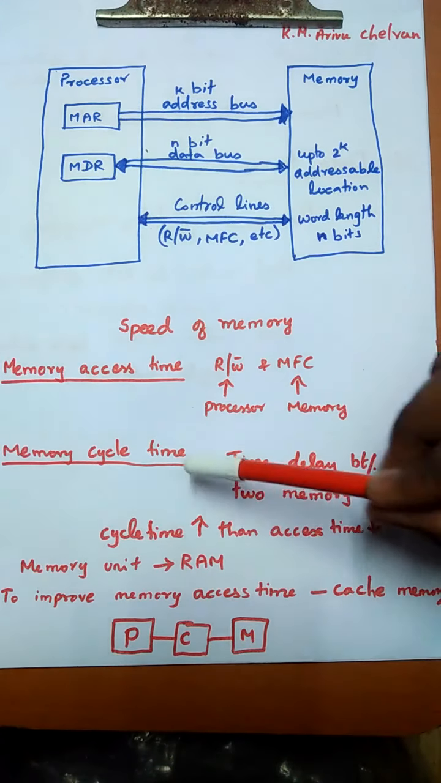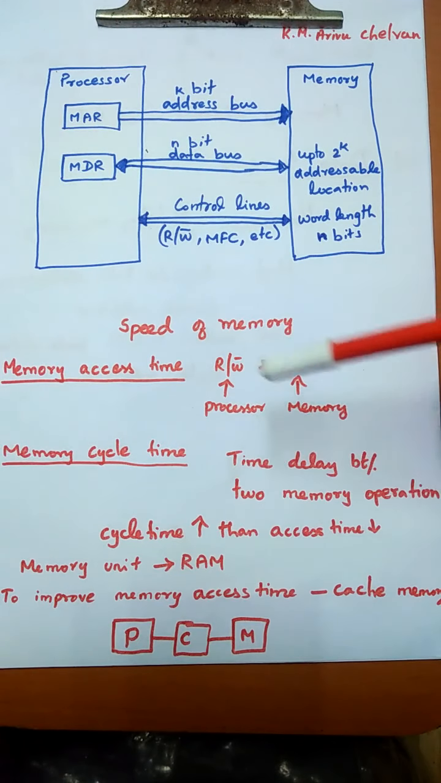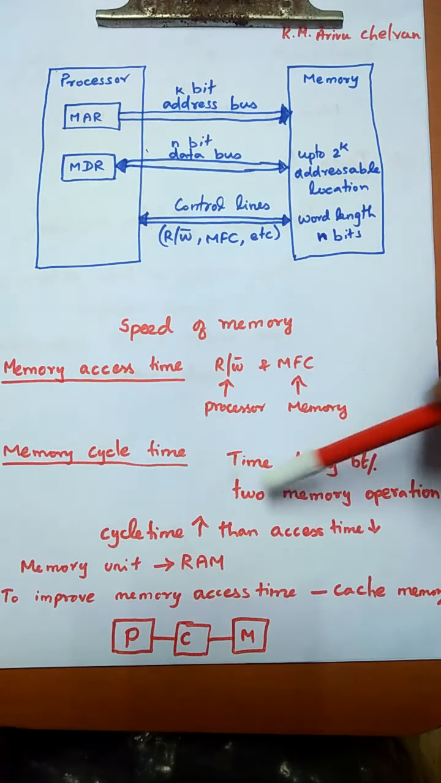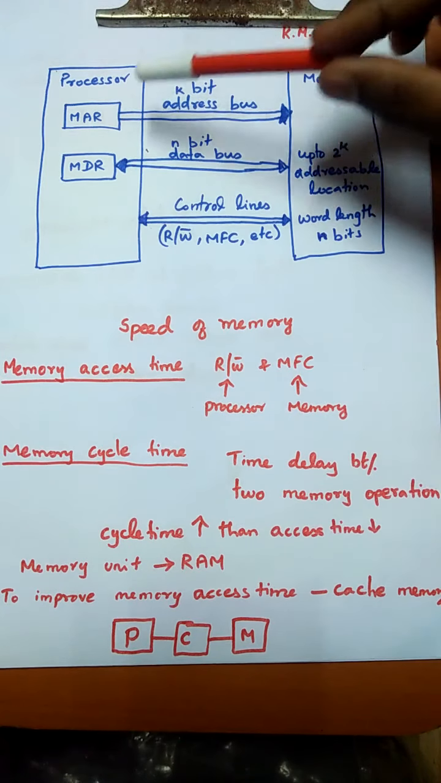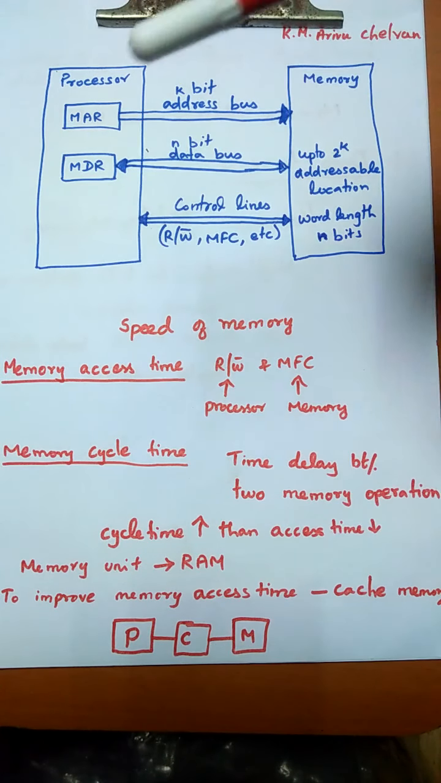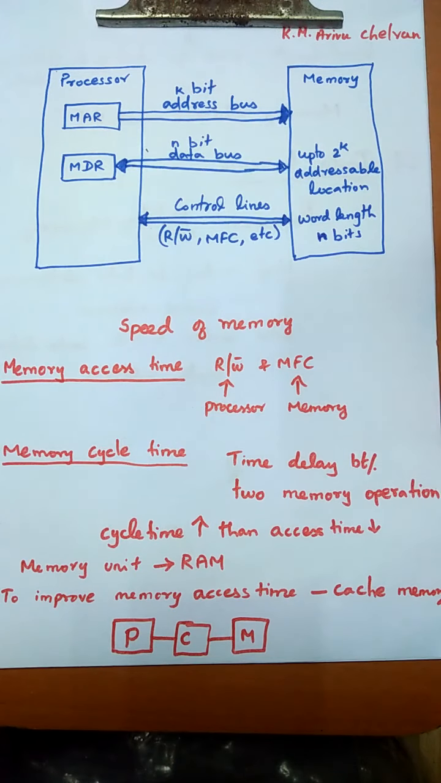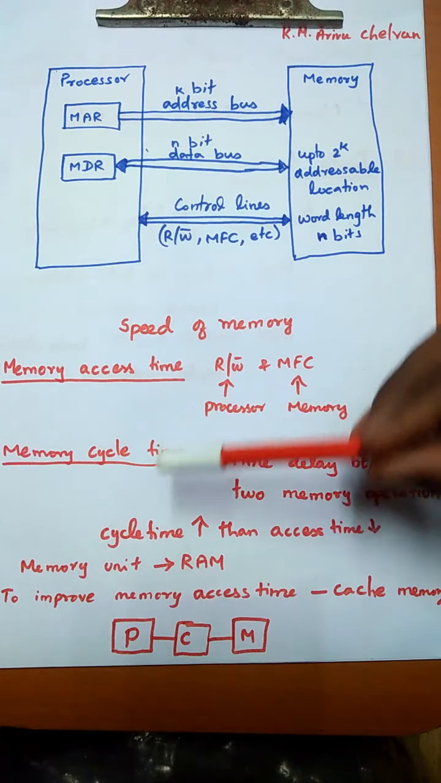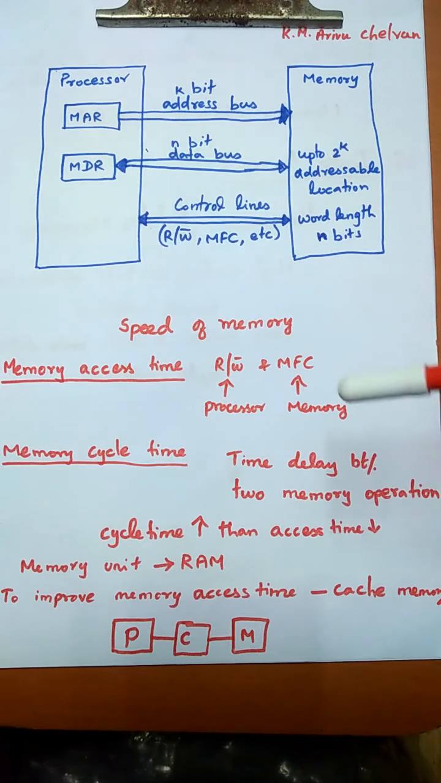And the next one is memory cycle time. Memory cycle time is the time delay between two memory operations. Consider you have two memory accesses. The processor requires two data from memory. First it fetches the first data, it reaches. Then it tries to fetch the second data. Between the first data completion and second data starting, there occurs a delay. That delay is called memory cycle time.